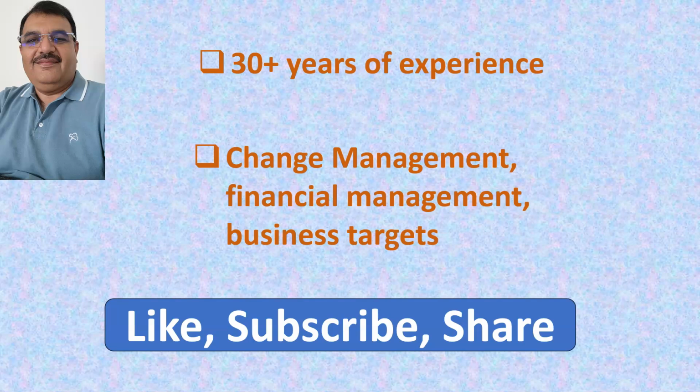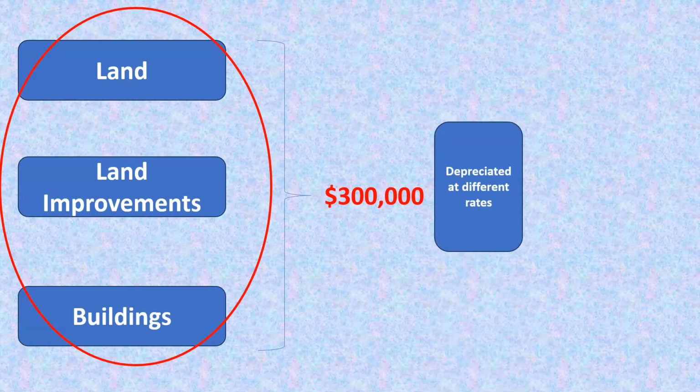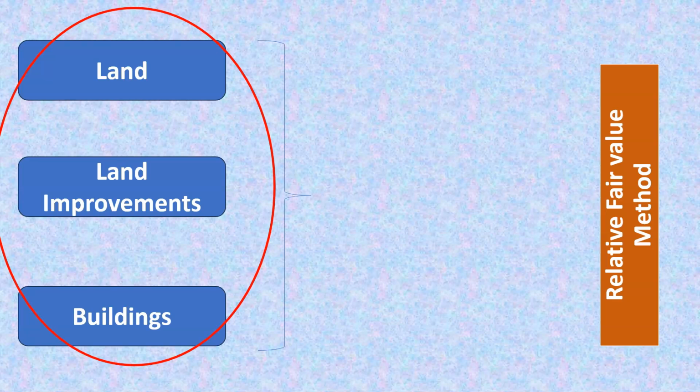Let's dive into today's topic of relative fair value method. When long-term assets such as land improvements and buildings are purchased, it is quite common for the purchase price not to separate out the amount paid for each of the individual assets. Unfortunately, the assets have to be depreciated at different rates. Land, for example, is not depreciated, and therefore, the relative fair value method is a technique used to allocate the total purchase cost to each asset.